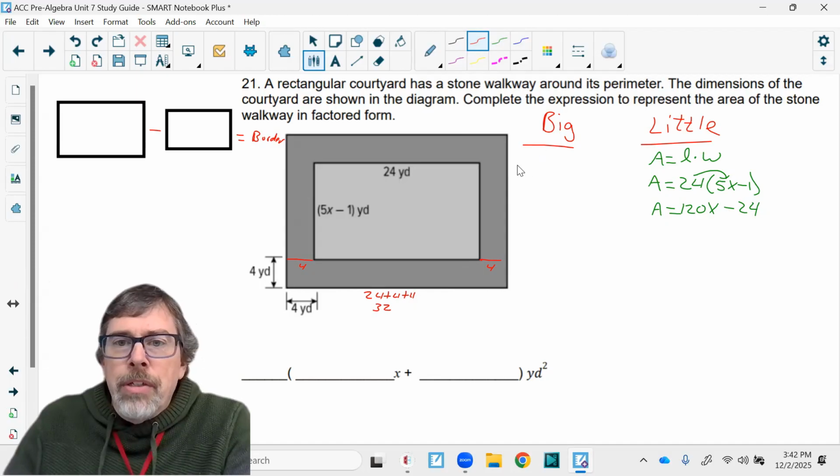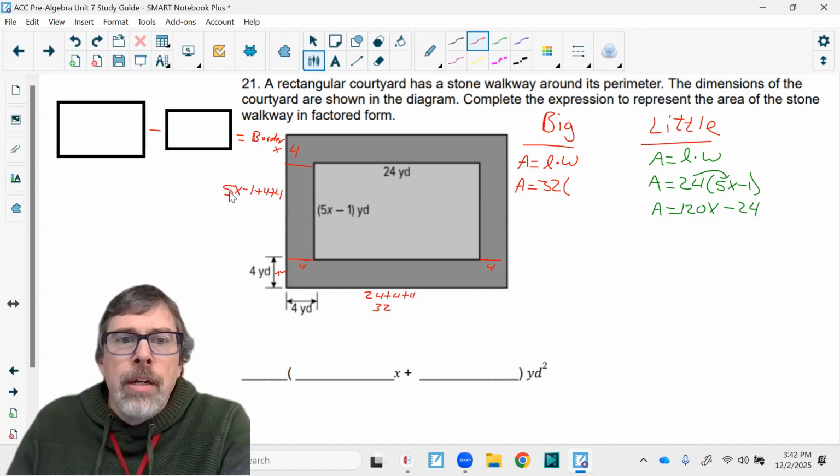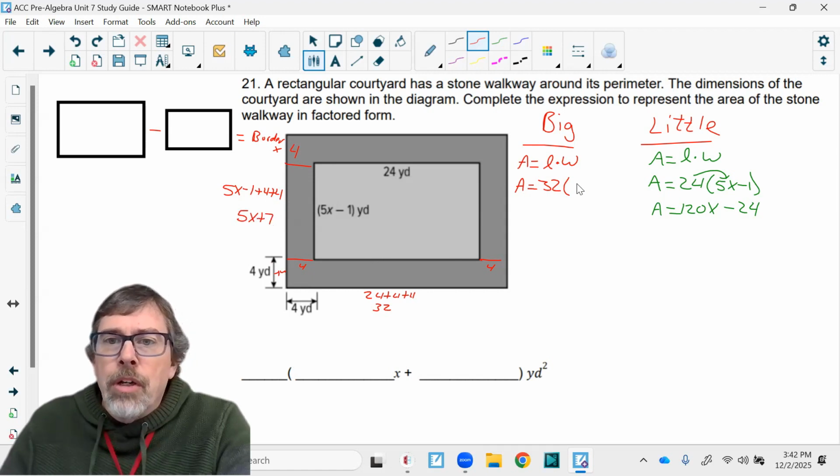Okay, so now the big one is going to be area equals length times width. The area equals, and the length is 32 this time, times. Now, if I have a 5x minus 1, and I'm adding 4 twice, if there's a plus 4 here and plus 4 here, then this is going to be 5x minus 1 plus 4 plus those two 4s. Well, minus 1 plus 4 is 3, and 3 plus 4 is 7, so this new length is going to be 5x plus 7 when we simplify it. So I'm going to put that here.